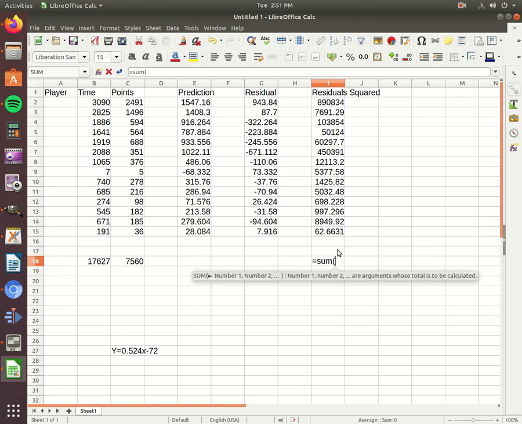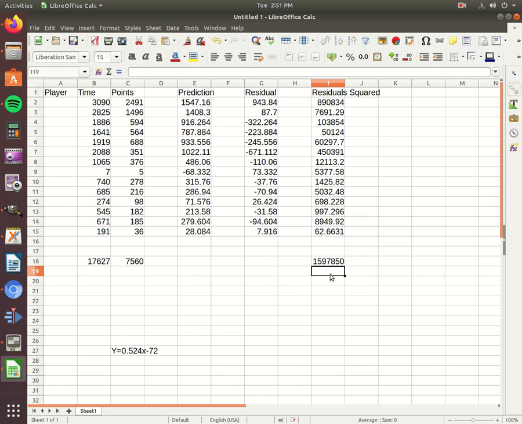What does this column add up to? It adds up to 1,597,850. So what you would do, and this is very time consuming, you would take your line of best fit. Oh, actually, it's very easy on a spreadsheet, right? But not so easy to do by hand. You would take your equation, plug in your x to get your predictions, then take your actual minus prediction and get your residuals.